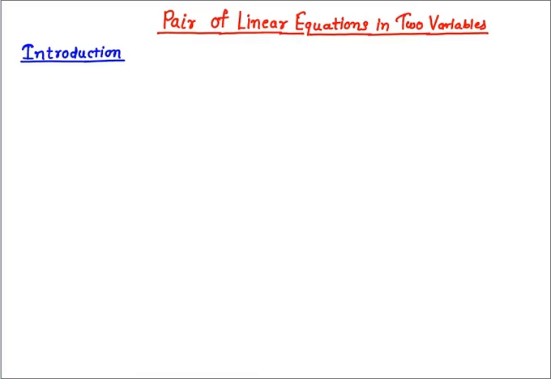In this session, we are going to learn about chapter 3 of class 10, that is pair of linear equations in two variables. Now, what is a linear equation? It is an algebraic expression whose degree is 1. Let's take an example: 2x + 5 = 0. In this, we have only one variable whose power is 1. That means this is a linear equation.